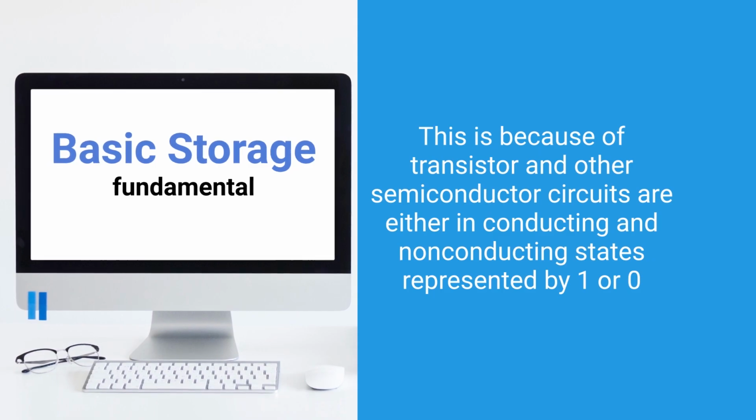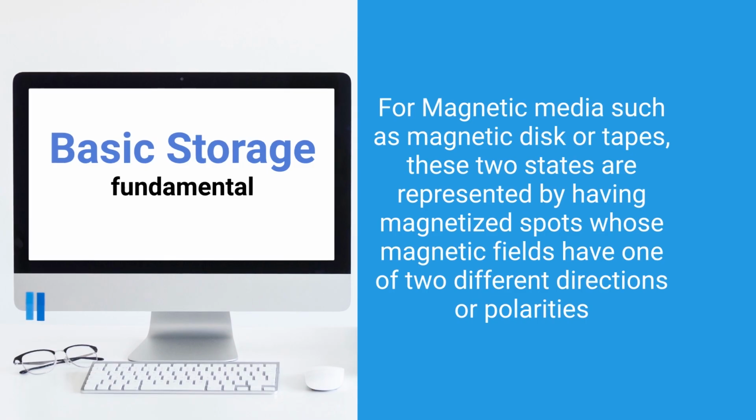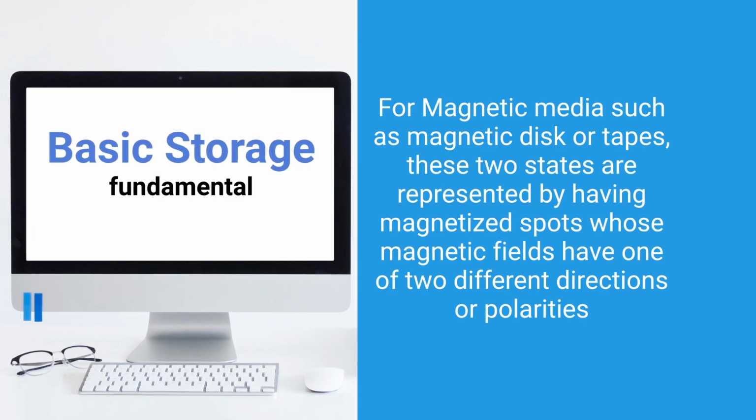If we talk about the transistors or other semiconductor circuits which are being used for the main memory, then they are storing this information through the conducting and non-conducting states, which are represented by 1 or 0. Similarly, if we are talking about the magnetic media, the magnetic disc or magnetic tapes, then these two states are represented by magnetized spots whose magnetic field may be one of two polarities. Based on those polarities, again, we would be storing the information as 1 and 0.